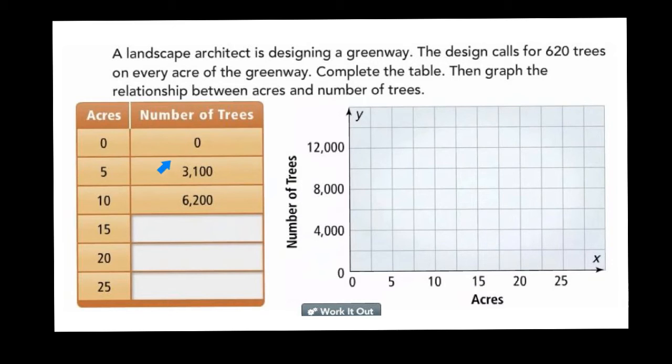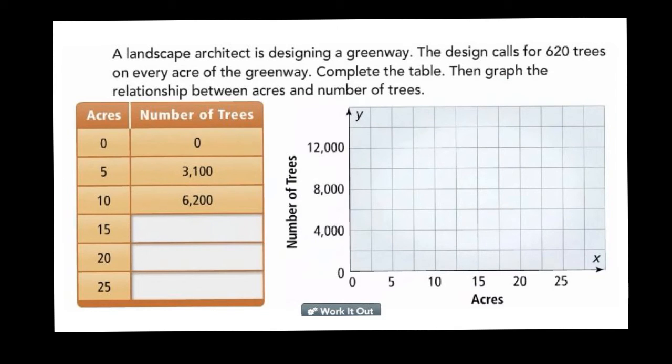All right, so the first pair, 0 acres, 0 trees. 5 acres, 3,100 trees, which makes sense because they said that there's going to be 620 trees for every acre. Well, that means that you're going to take the acres and multiply it by 620, right? So 5 times 620 is 3,100. 10 times 620 is 6,200. Now you have to complete what is 15 times 620, what is 20 times 620, what is 25 times 620. I believe I probably said that you could use a calculator for this, and afterwards go ahead and graph it. In other words, plot these points.